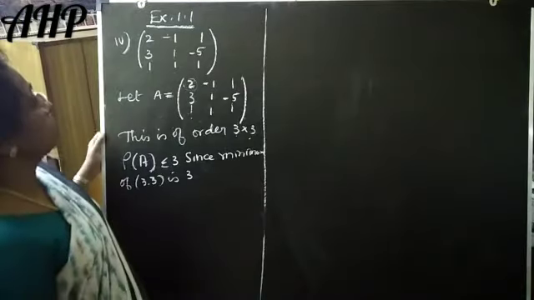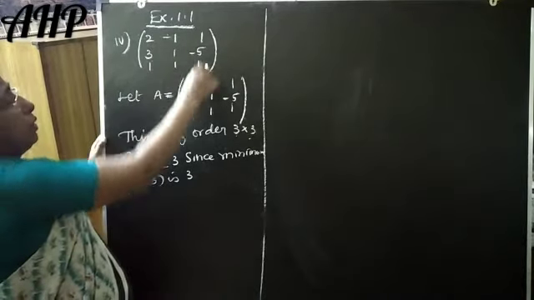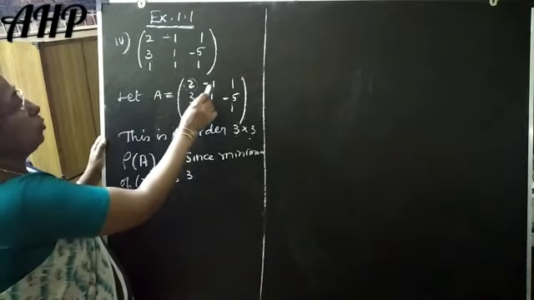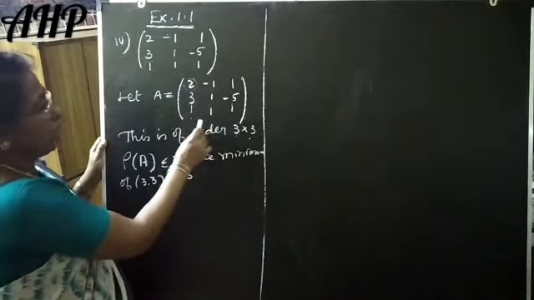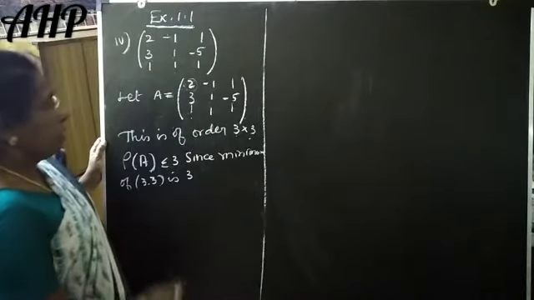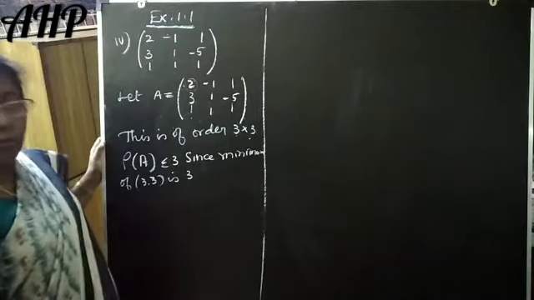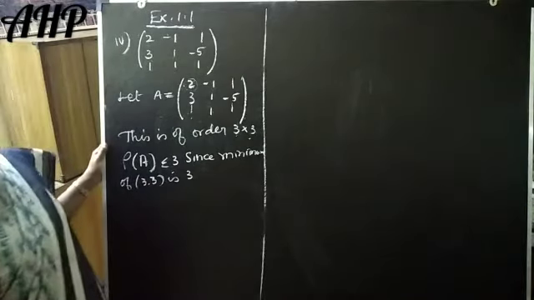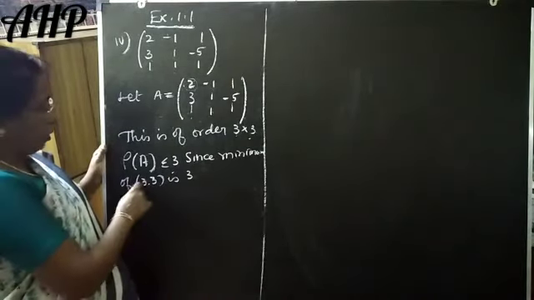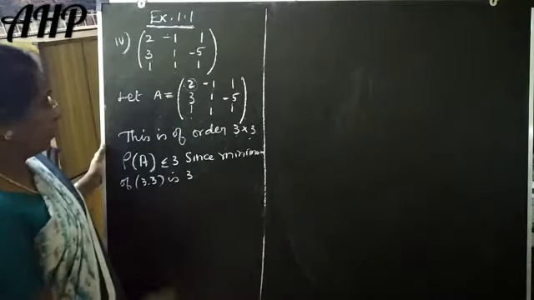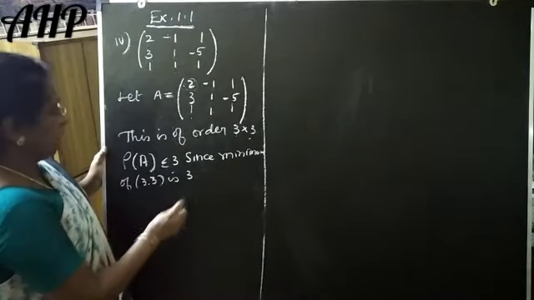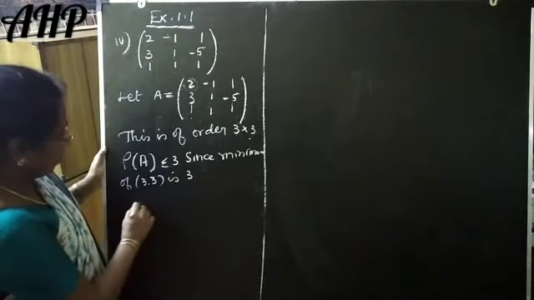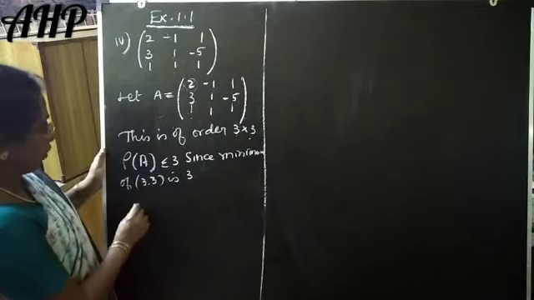The fourth question in this exercise is a 3 by 3 matrix. So let us assume the given matrix A is equal to 2, minus 1, 1, 3, 1, minus 5, 1, 1 and 1. This is of order 3 by 3. Therefore, the rank of A should be less than or equal to 3, since the maximum order of a minor is 3 by 3. So, to find the rank, let us use elementary transformation in this question.